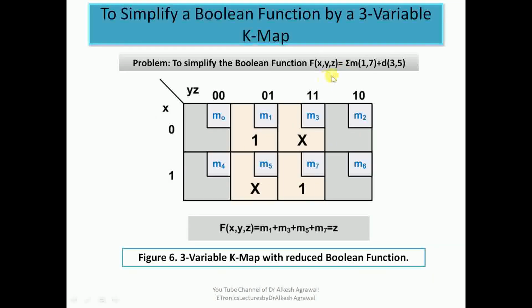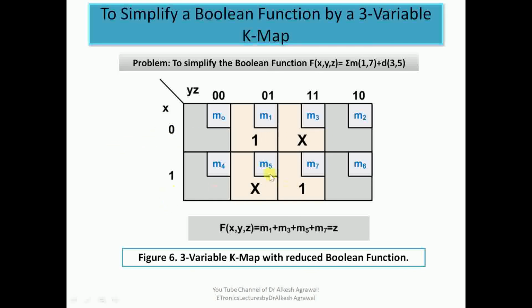So we have a function f(x,y,z) which is a summation of m 1, 7 and with don't care conditions 3, 5. So we plotted 1 at M1 and 1 at M7. Then we have don't care condition in M3 and M5. So again we can have a group of 4 if we take these don't care conditions as 1. So considering them as 1, we have a group of 4 minterms. So now we can write directly in reduced form.